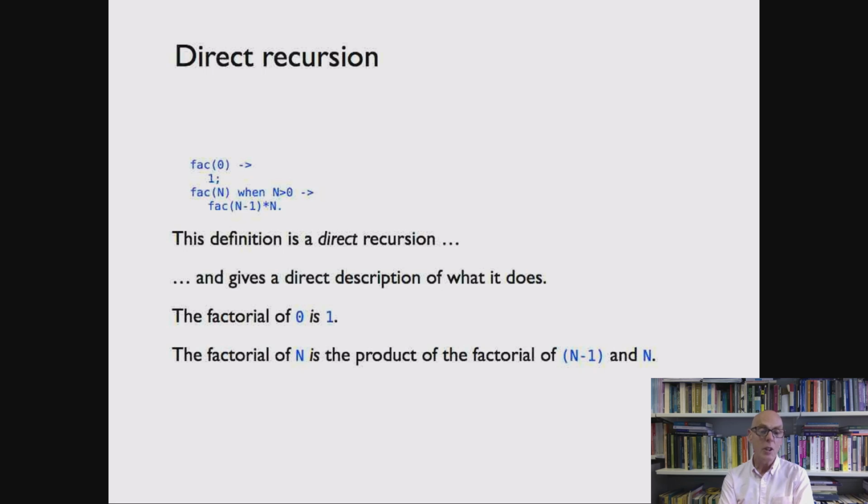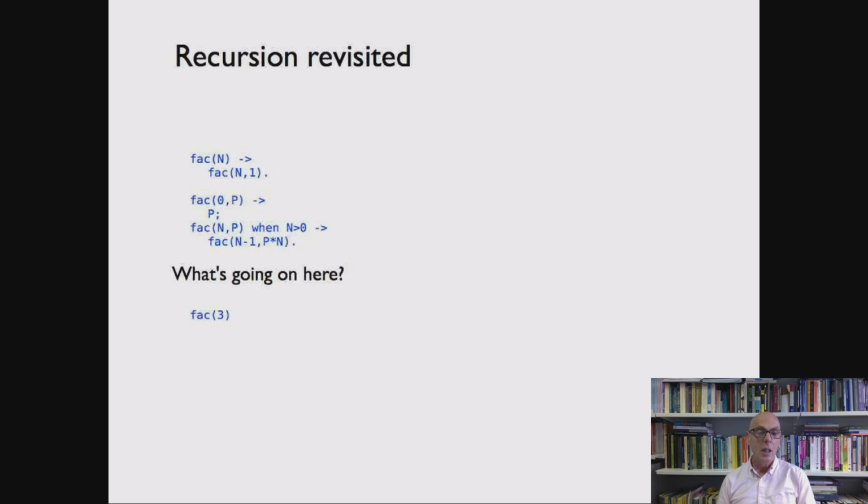So we said factorial of n is factorial of n minus 1 times n. That is as close to a specification as you can get, but it's an executable function definition. So factorial of 0 is 1. The factorial of n is the product of factorial of n minus 1 and n. So that's the style we've seen.